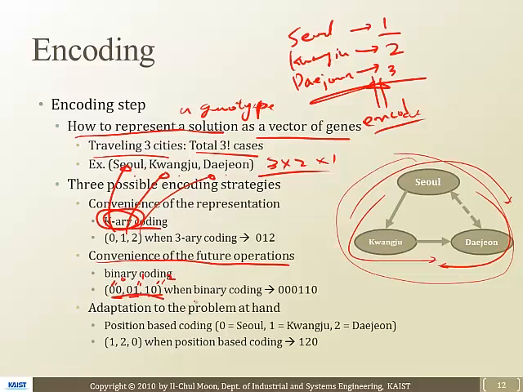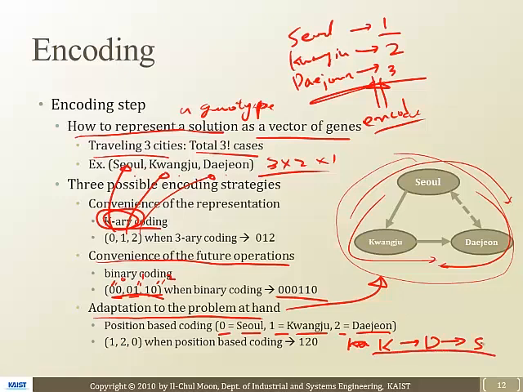And then we can make the genotype out of this. So for example, adapting to the problem at hand, position-based coding: 0 is Seoul, 1 is Gwangju, and 2 is Daejeon. And 1 to 0 means from Gwangju to Daejeon to Seoul. If we are going to travel this route, then we write down 1 to 0, and it's going to be like this genotype. Okay. So that's how we can represent one trip schedule with numbers and sequence numbers.